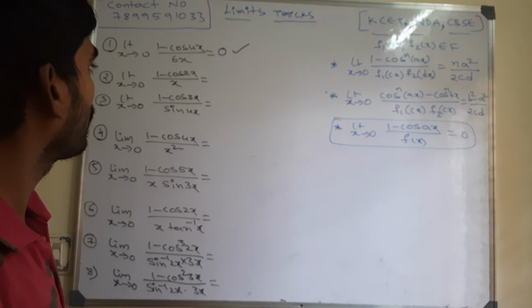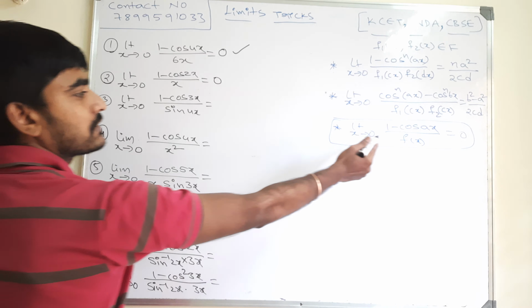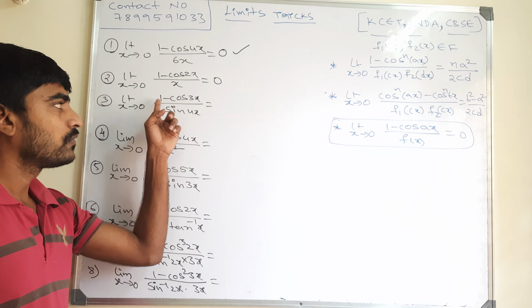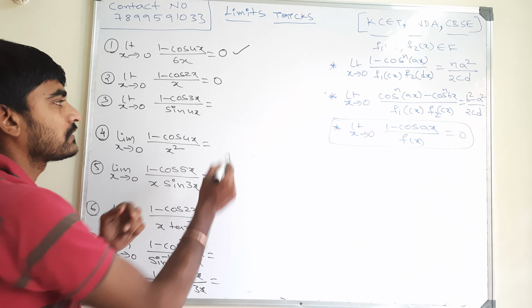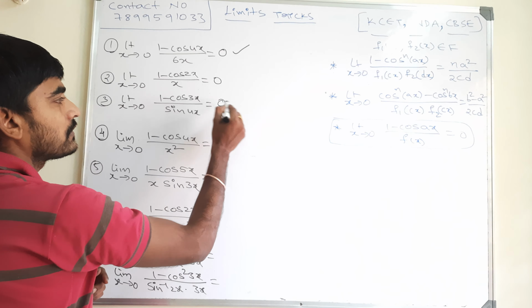Now come to here. 1 minus cos 2x by x. The answer is what then? It looks like the same pattern, so the answer is 0. 1 minus cos 3x by sin 4x, then the answer is 0. Here there is nothing to think.